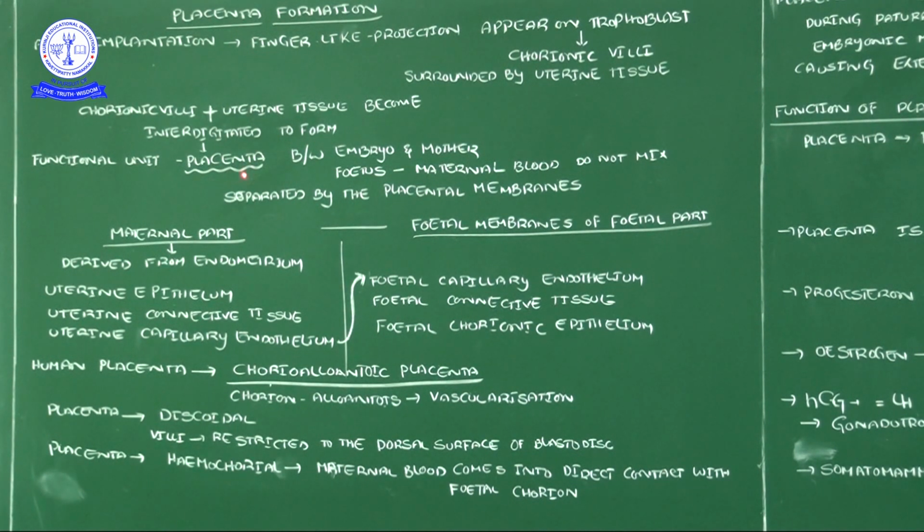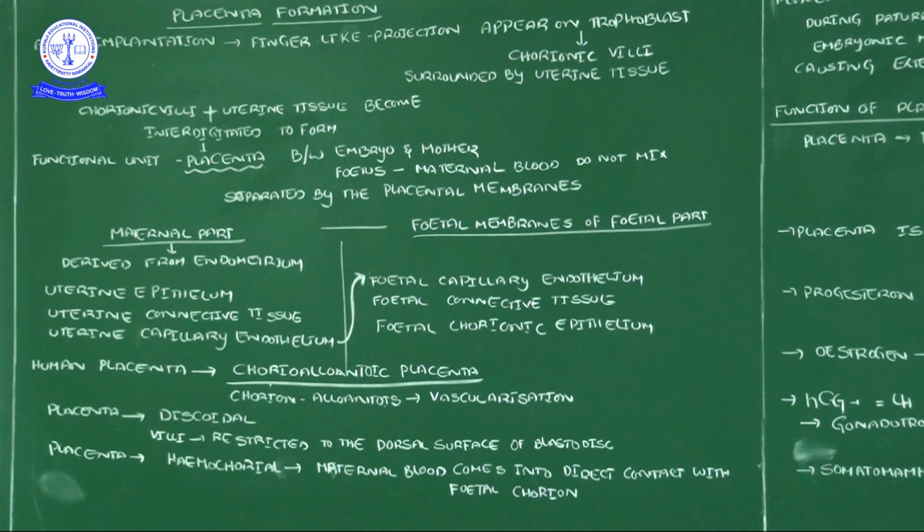That placenta is arranged between the embryo and the mother. Now it is a fetus; the embryo, from now onwards, we call a fetus. The word mother I am replacing with maternal. So this placenta connects the fetal and maternal blood.